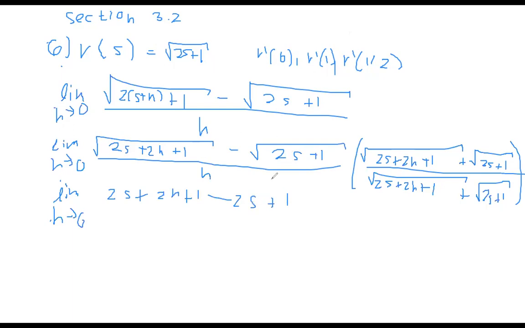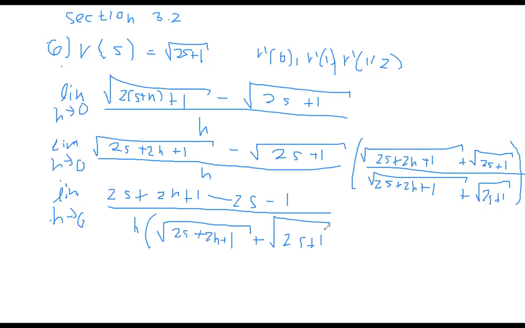Are those supposed to be minuses here too, right? Yeah, I think those are minuses. So this is gonna be minus. Hold on a second, guys, let me adjust here. Minus, and then you divide, and you have h times root 2s plus 2h plus 1 plus root 2s plus 1. All right, so then from here, you just have to cancel it out.